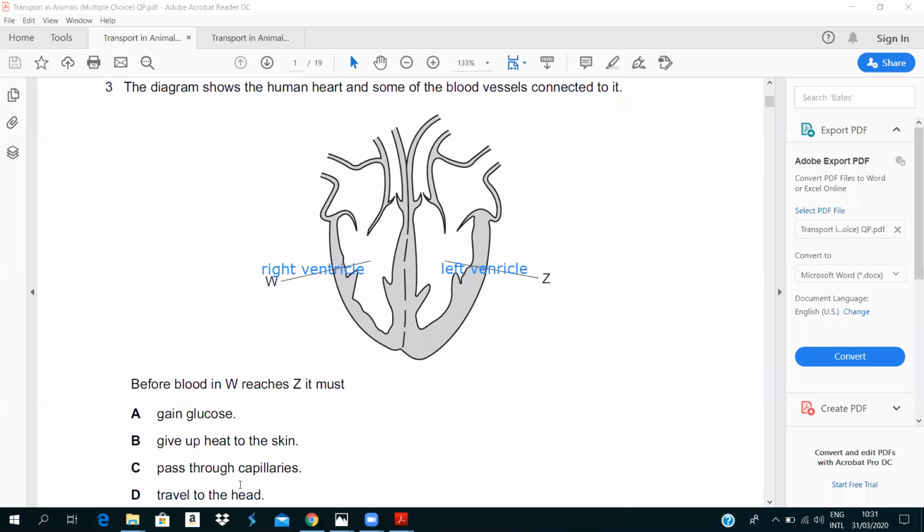So it's pass through capillaries, because it doesn't gain glucose, and it doesn't give up heat to the skin. Travel to the head? No, it is the right ventricle, which pumps to the lungs. Pass through capillaries, yes. Understand? I will write for you now. Thanks for participation, no problem to make mistakes. Thank you, Hur.